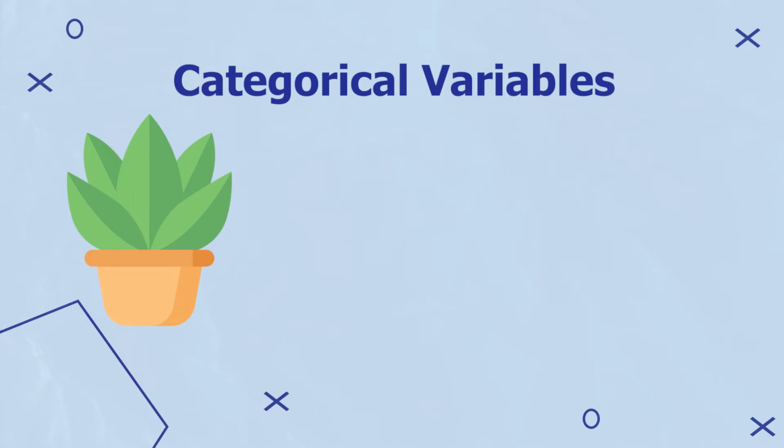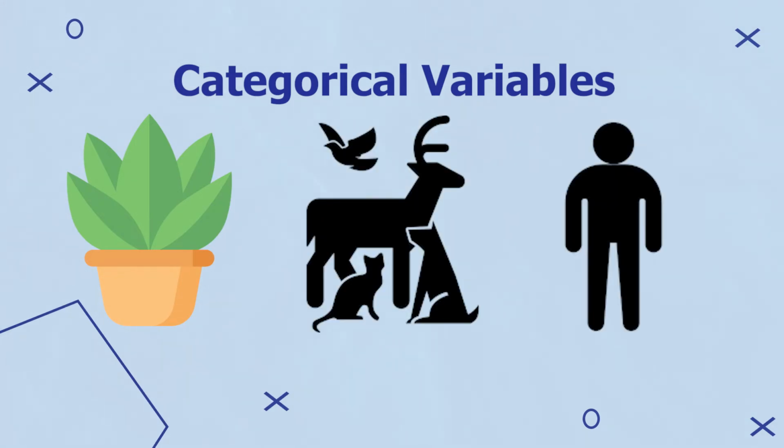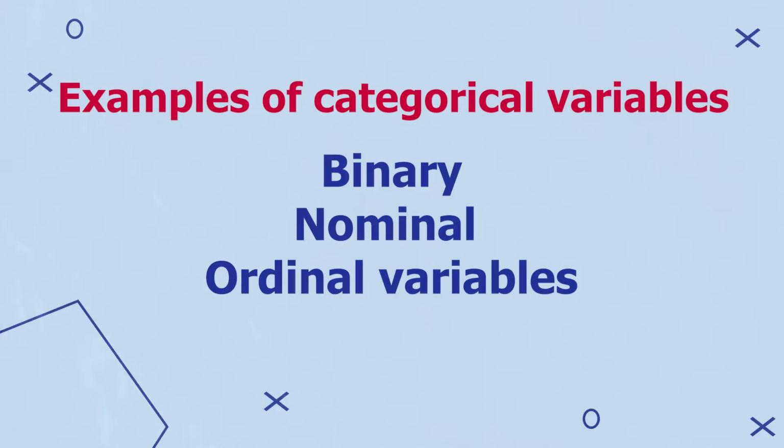Let's look at categorical variables. A categorical variable is made up of different categories. For example, plants, animals, and humans. Categorical variables name distinct entities that cannot exist in incomplete forms. Examples of categorical variables include binary, nominal, and ordinal variables.